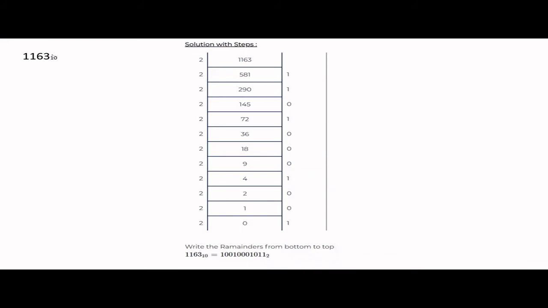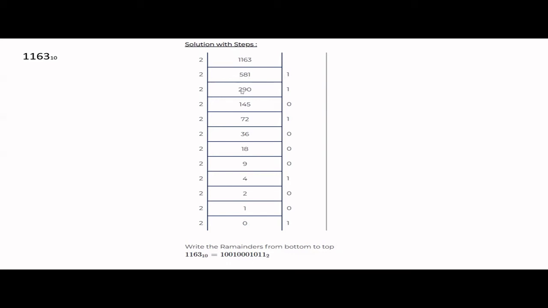Okay, next number is 1163. So this is a decimal number. You are going to convert it to binary. So you continuously divide by 2 and you have to write the remainders, right? So for 11, it's 5. So 1 is remaining. For 16, it's 8. And nothing is remaining. For 3 is 1, right? So there's a remaining 1.